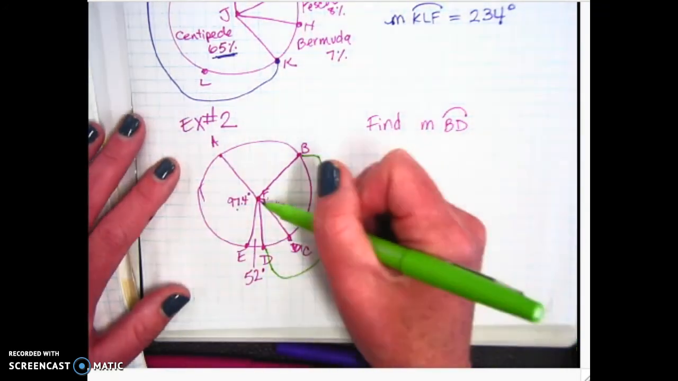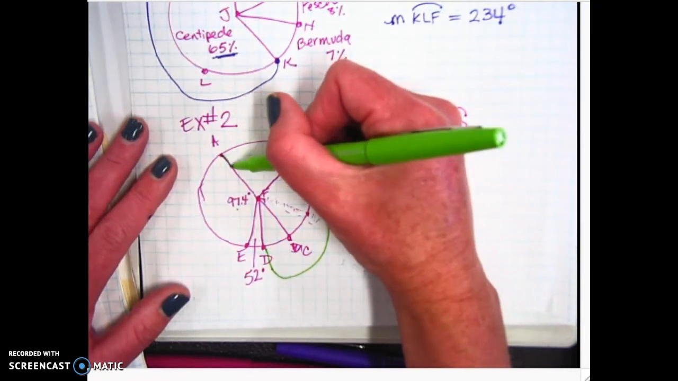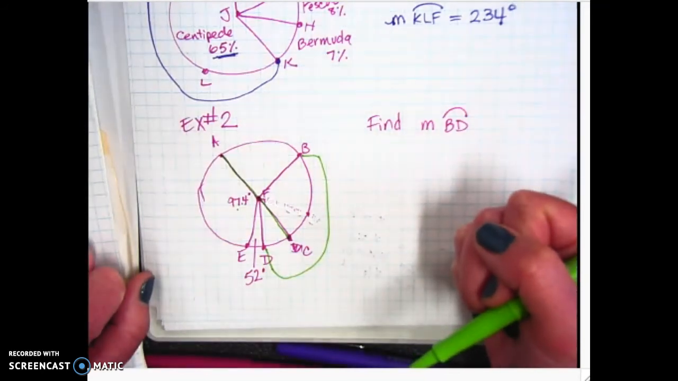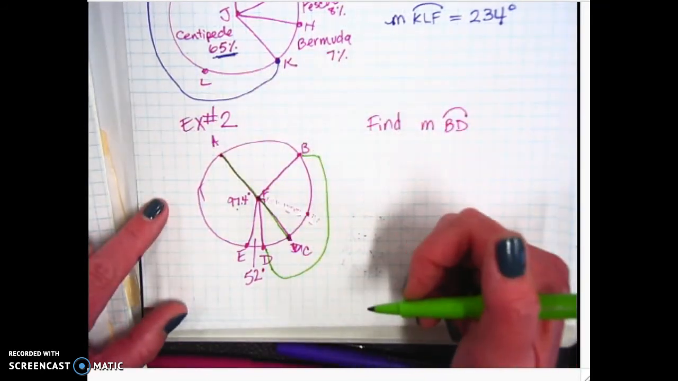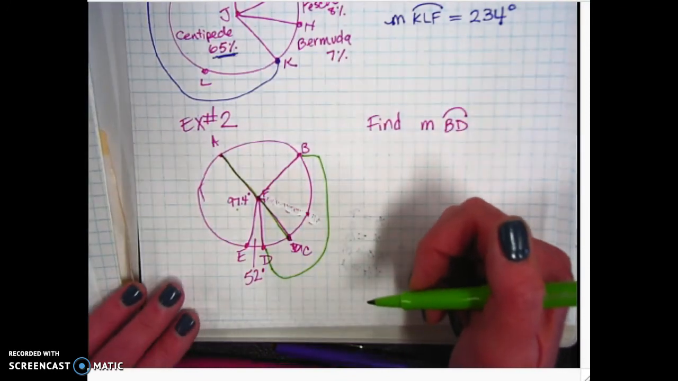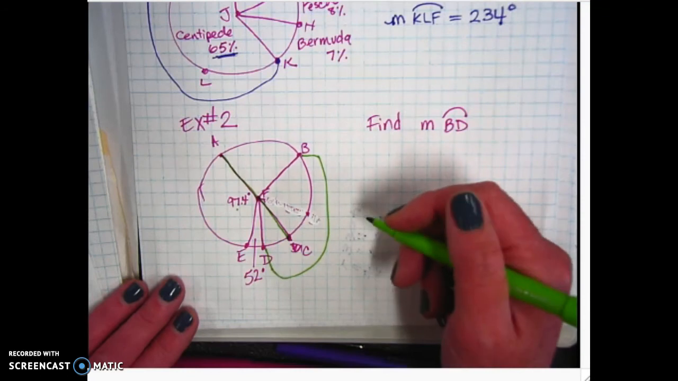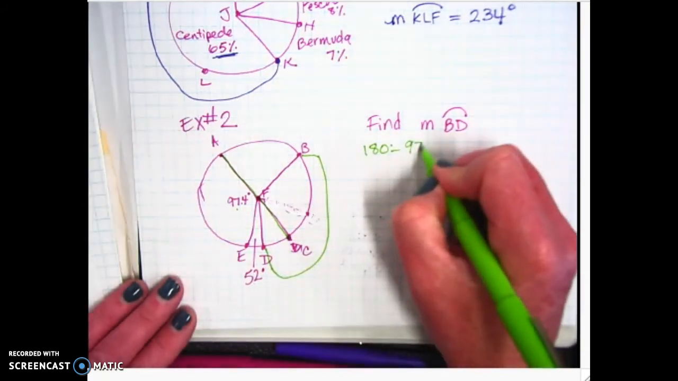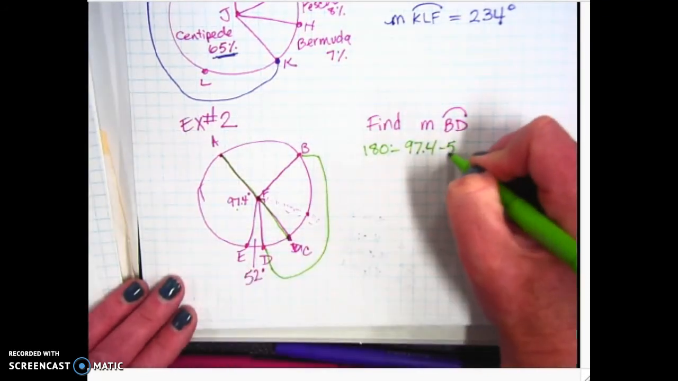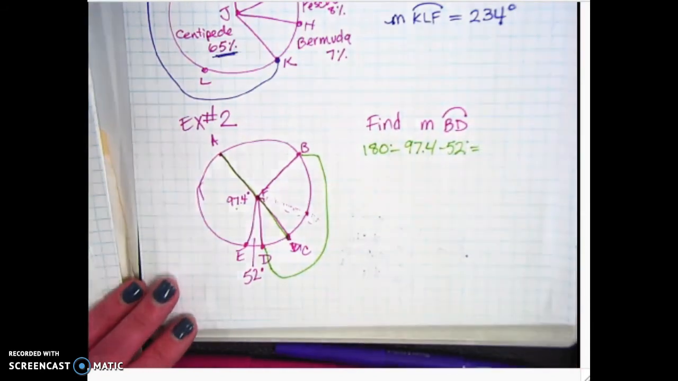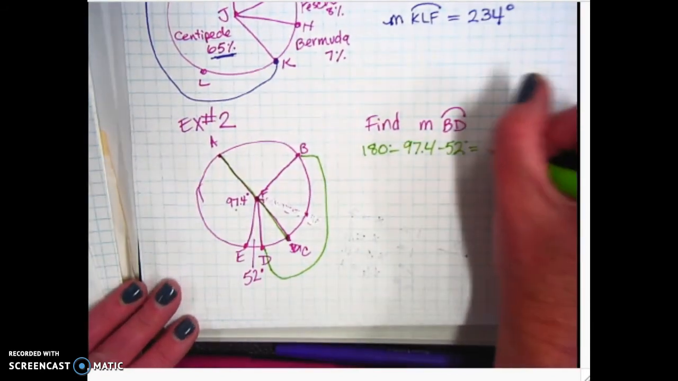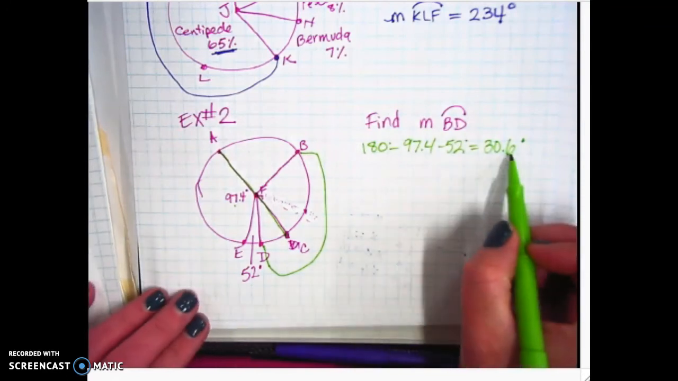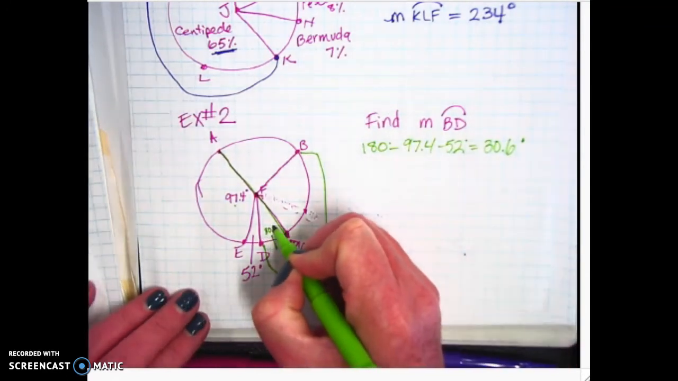The reason I had to fix this line is because one thing you want to notice is this line is straight across. Okay, so if this is straight across, that's how many degrees? 180. So we want to take the 180, subtract the 2 that we know. We know the 97.4. We know the 52 right there. And if you punch that into your calculator, that's going to leave you with 30.6 degrees for this angle right in here.